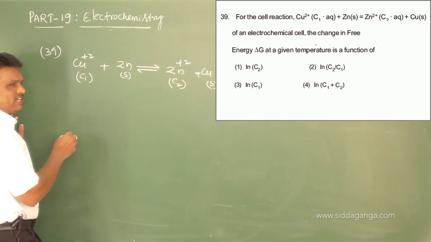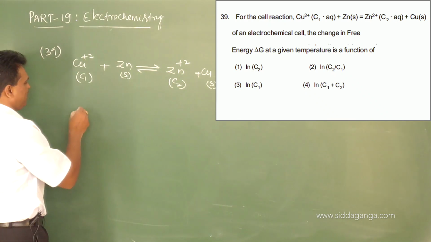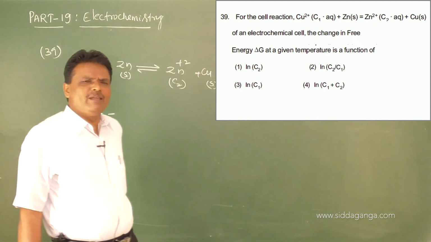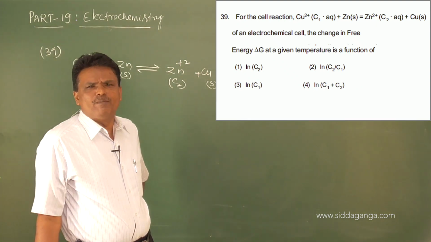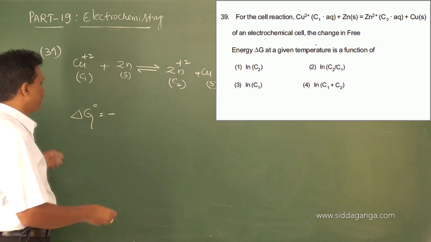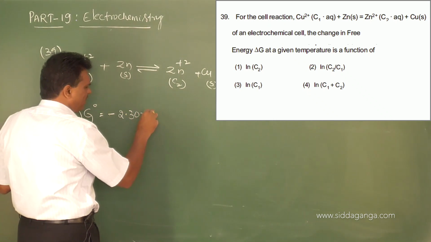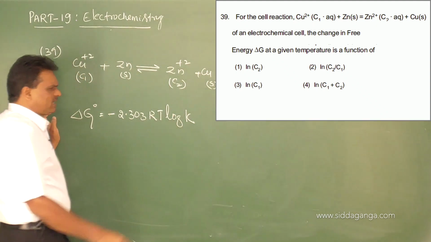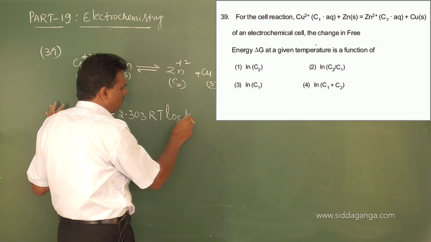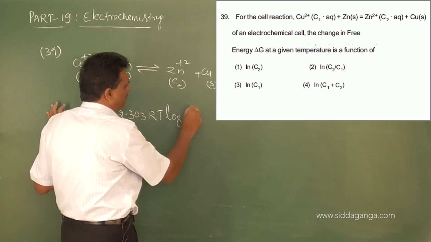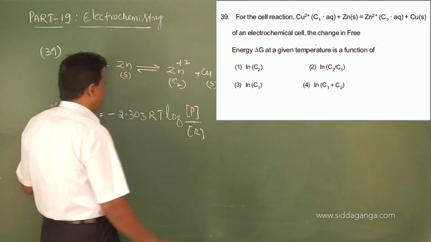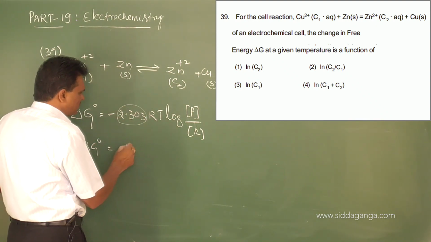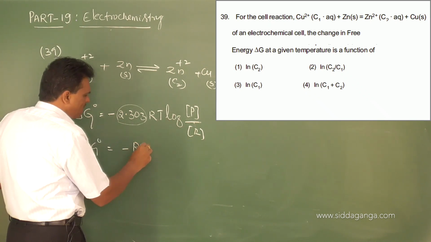Delta G naught is the change in free energy. Look at the formula: delta G naught is equal to minus 2.303 RT log K. K means equilibrium constant, which is product by reactants, log product by log reactant. If you remove the 2.3, you get the natural form: minus RT ln K.